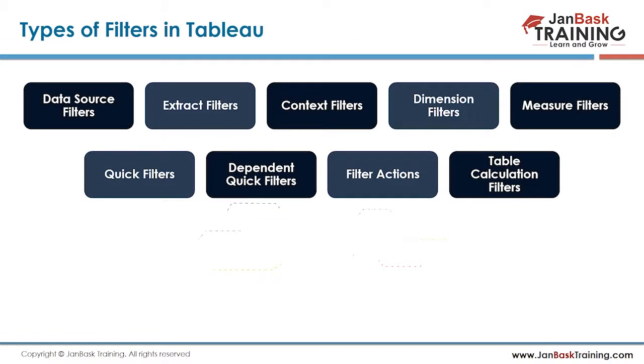Then we have something called an extract filter. The same thing we have done already. The extract filter was again the same thing. If we don't want anything to be included in the extract, we can use the extract filter. Then we have the context filter, dimension filter and measure filter. The last two are almost the same. If you are applying the filter on a dimension, then it's a dimension filter. If you are applying it on a measure, then it's a measure filter. We have quick filter, dependent filter, filter action, and Tableau calculation filters. These are some of the filters we are going to talk about. Let's start and see one by one.